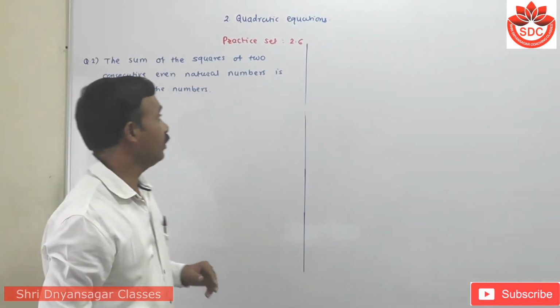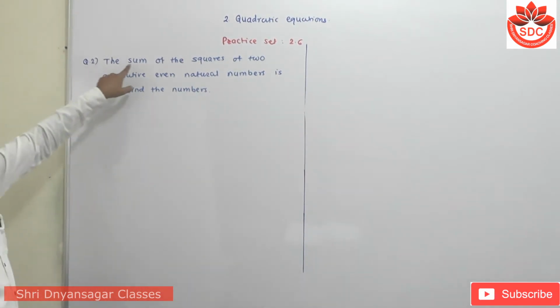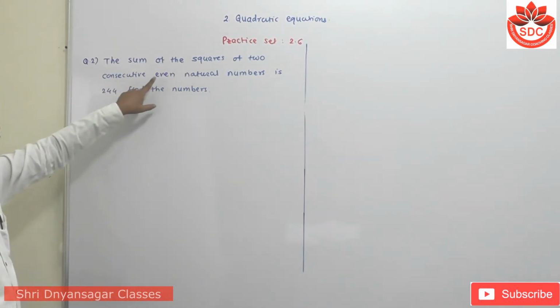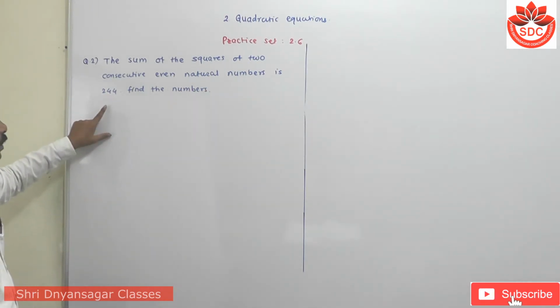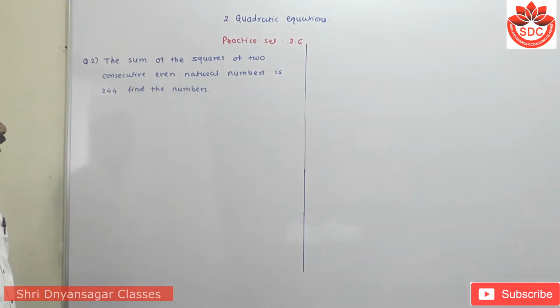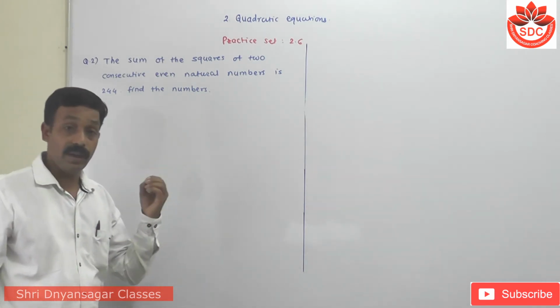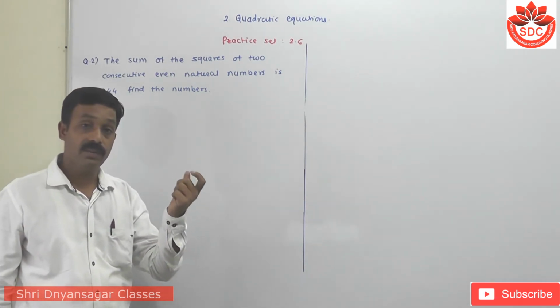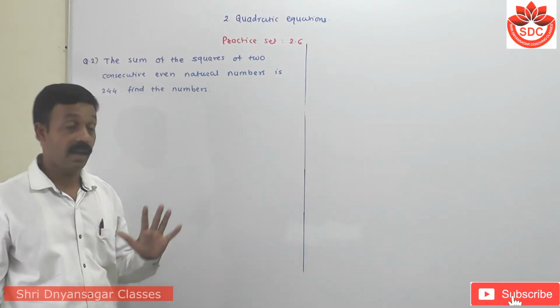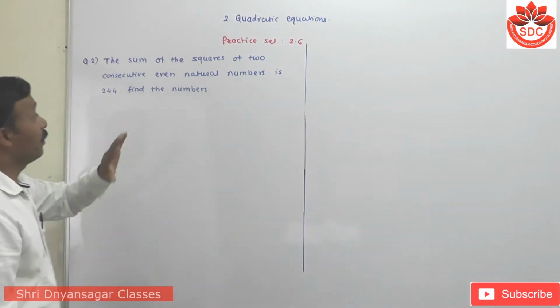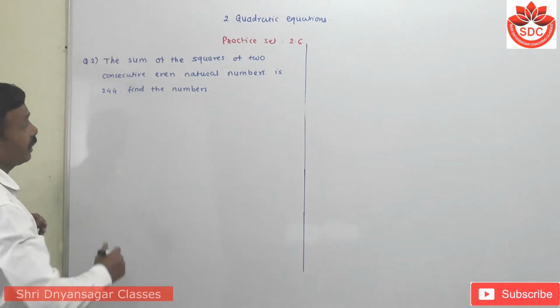Okay, the next question, question number 2. The sum of the squares of two consecutive even natural numbers is 244. Find the numbers. Students, here the numbers are even, which means the difference between these two is 2. The even numbers are 2, 4, 6, 8, etc. Now here we first take the two numbers for this mathematical expression.